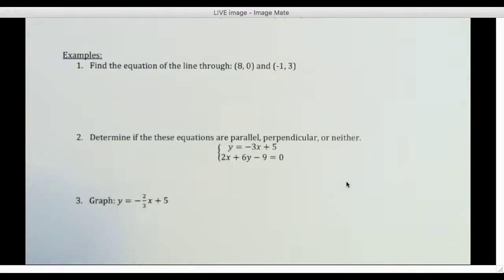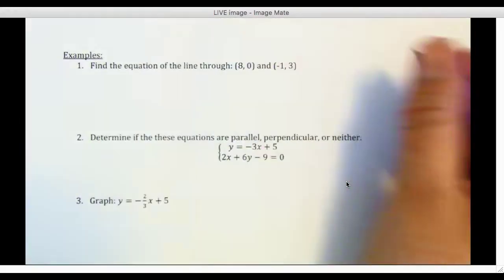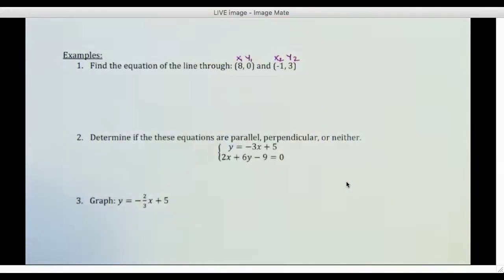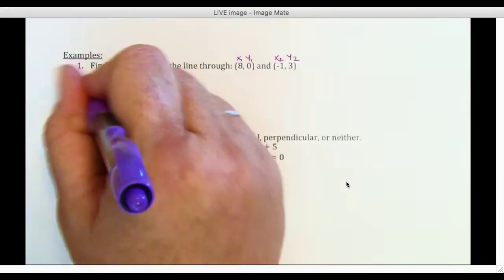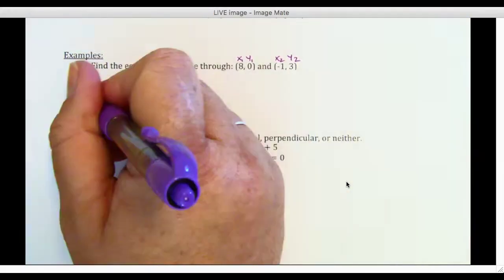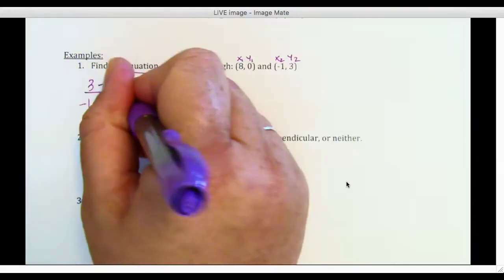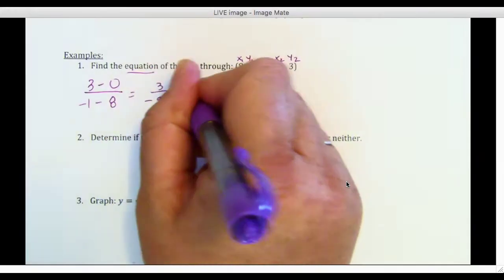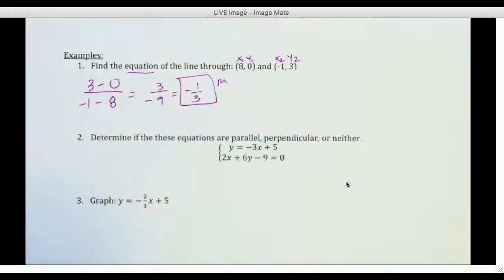The next example says find the equation of the line through 8, 0 and -1, 3. So again, we have 2 points here, x1, y1, x2, y2. And now we don't want to just find the slope, but we also want to write the equation. And it didn't tell us what form, but we'll go ahead and get it into slope-intercept form. So using those 2 points, let's go ahead and find our slope first. 3 minus 0 over -1 minus 8. And we end up with 3 over -9, which is -1/3. So that is my slope.